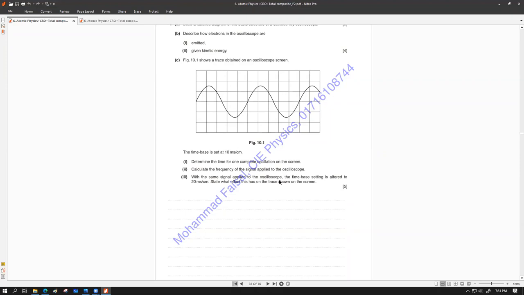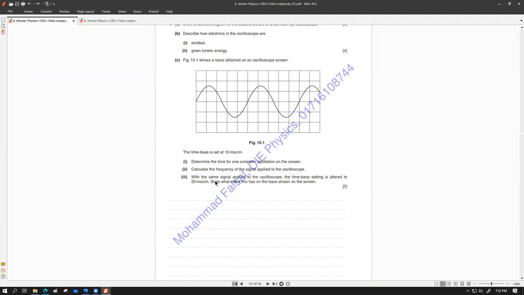You can see one full cycle is taking 5 divisions, then another full cycle is taking another 5 divisions. So in this case, the time period for 1 cycle is going to be 50 milliseconds. And then it can go on further from this point onwards.